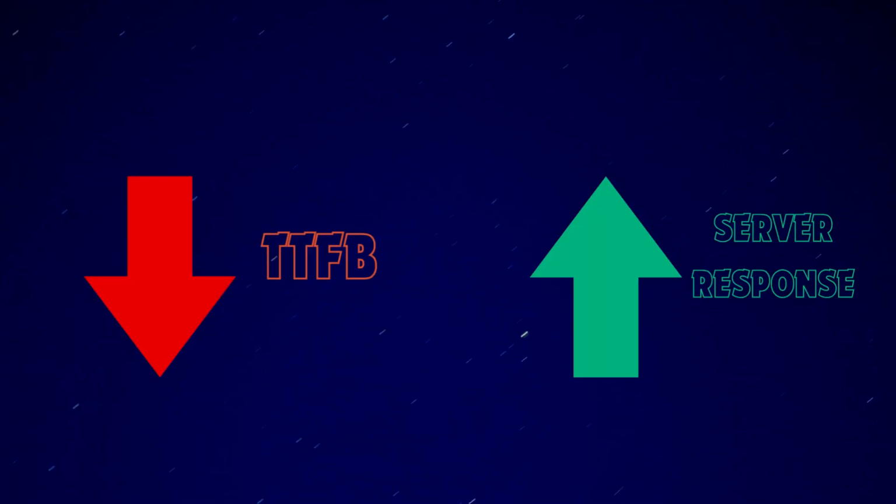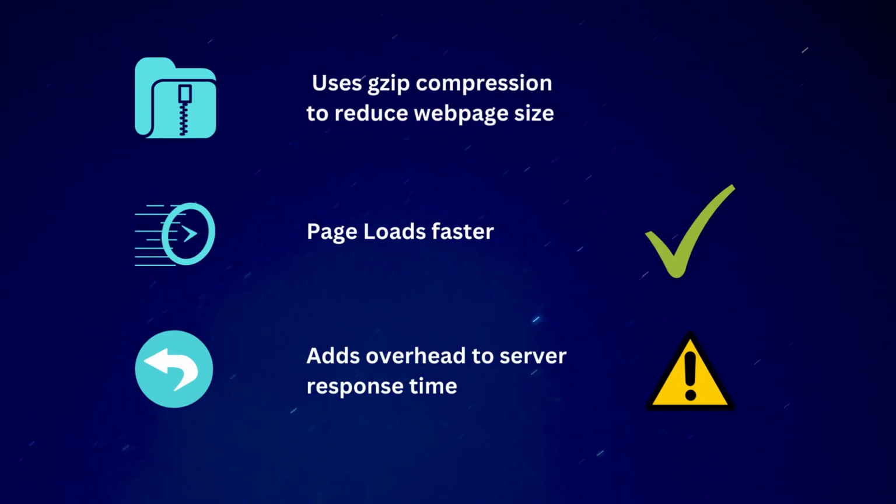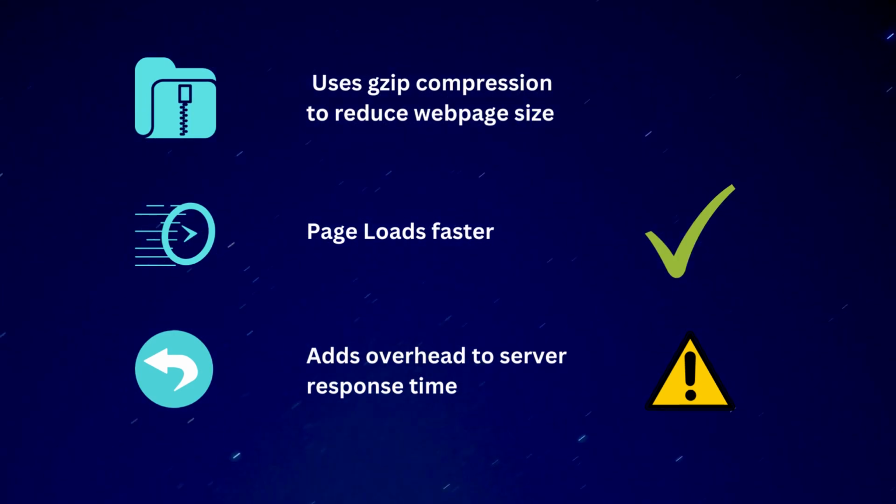The lower the TTFB, the faster the server responds to the request and the faster the website loads. Cloudflare uses a technology called gzip compression to reduce the size of the web page that it delivers to the client. This makes web pages load faster, but it also adds overhead for server response time.